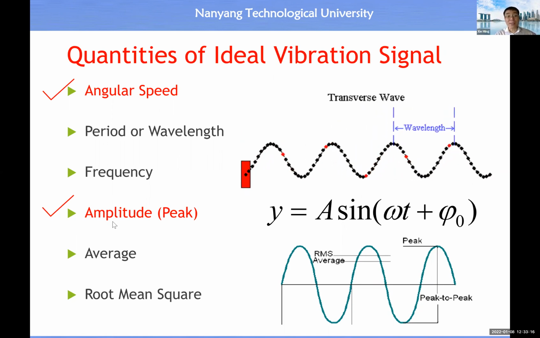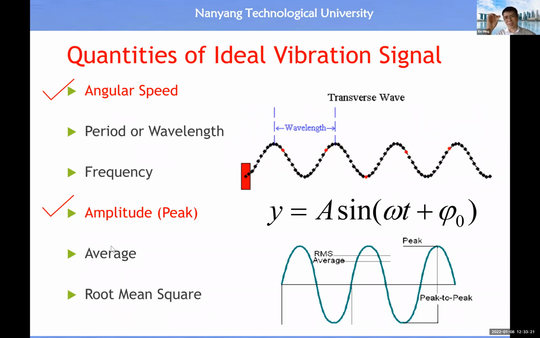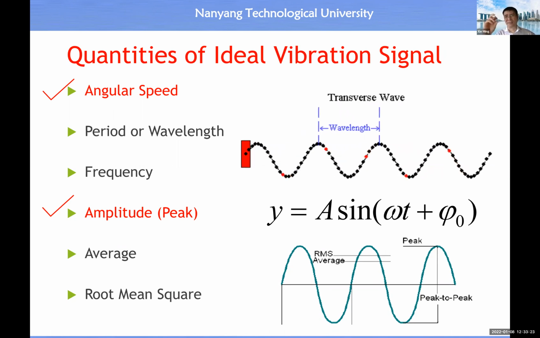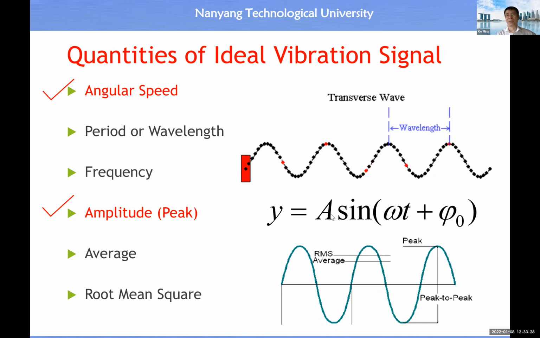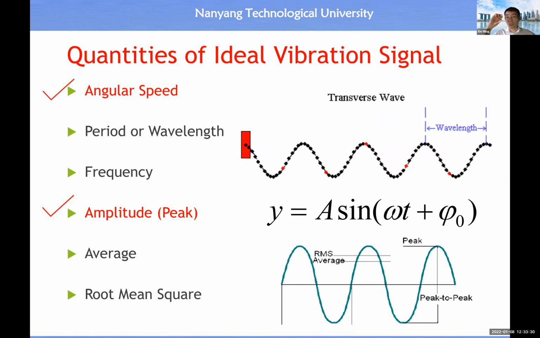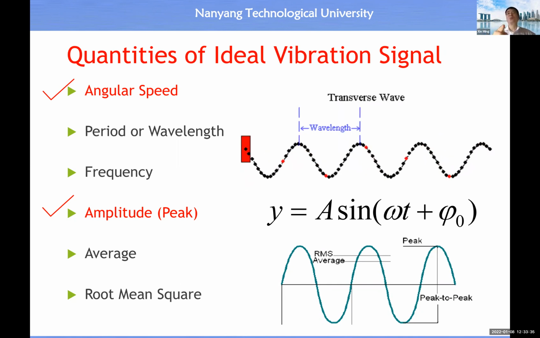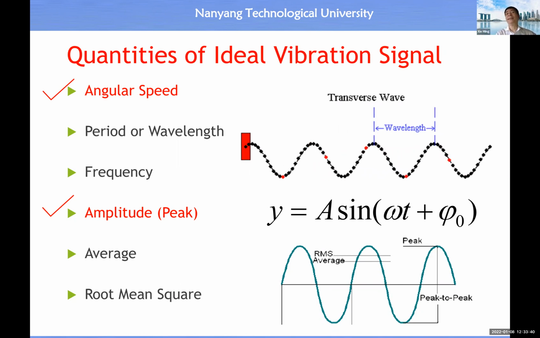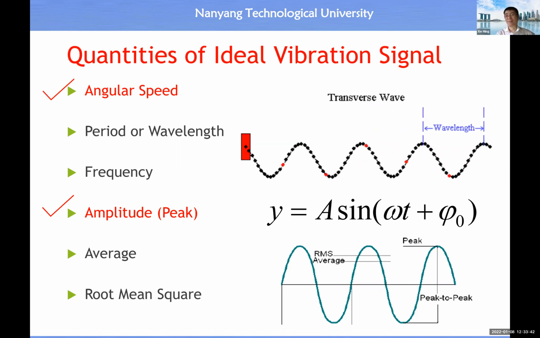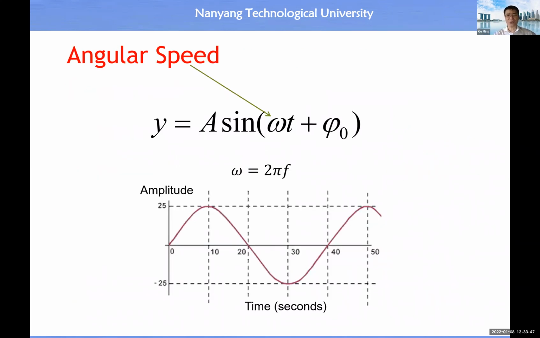Second one is amplitude, is this one. And sometimes we may talk about the average of the amplitude, or the root mean square of the amplitude. By default, we just look at the peak value of amplitude. Therefore, we only have two independent quantities which describe a sine function, and which also describe the vibration signal. Clear?